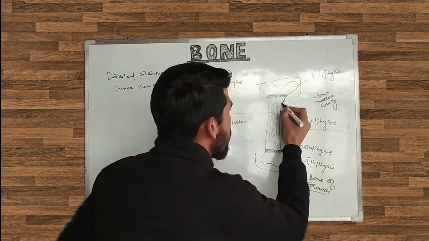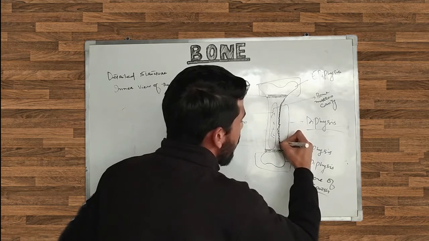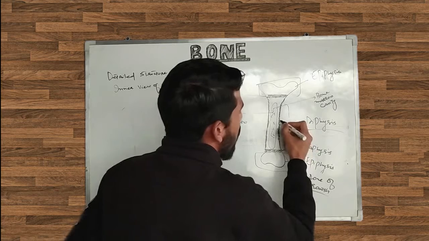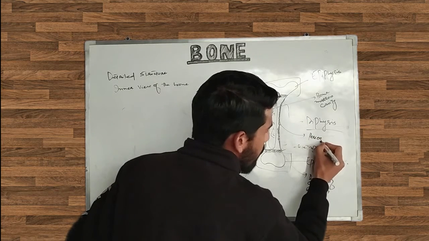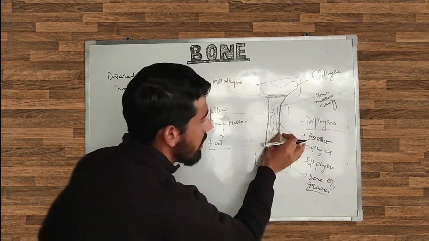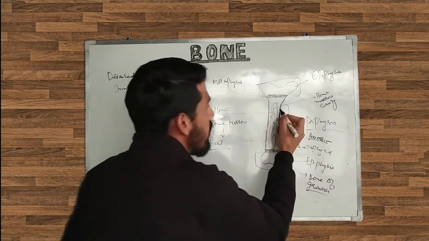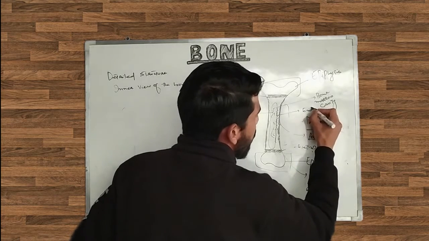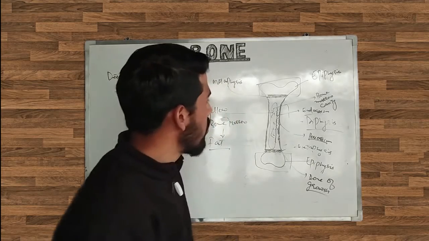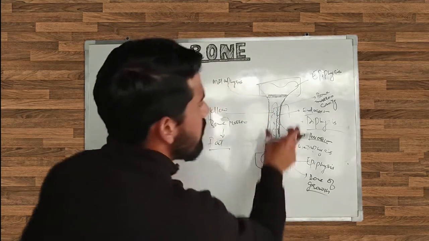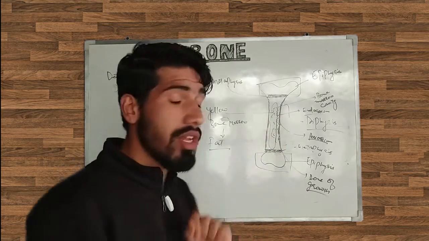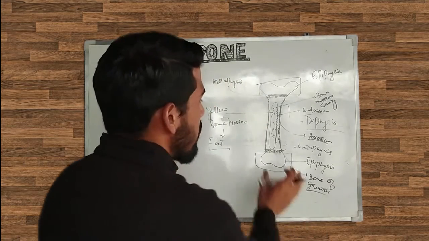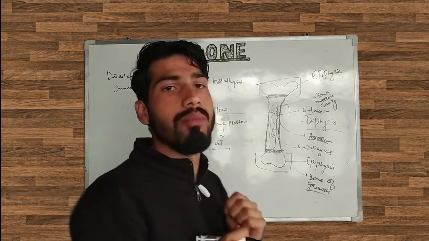Here are some other things. There is a special layer which is called periosteum, okay? And on the inner side, in this cavity part, there is another layer called endosteum. So in the diaphysis part, there is a special layer called the periosteum, and inside the periosteum there is another layer that's called the endosteum. Here is also the zone of growth where the elongation of bones occurs.